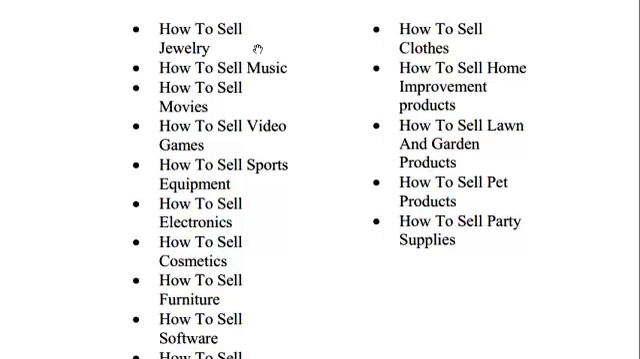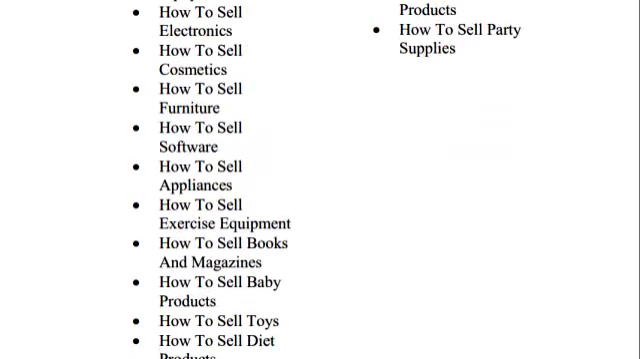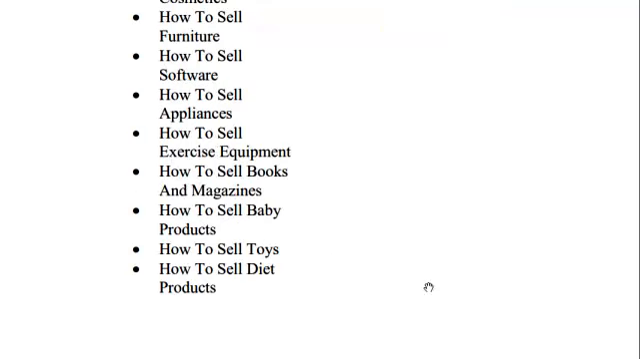And these included in this little ebook are jewelry, music, movies, video games, sports equipment, electronics, cosmetics, furniture, software, appliances, clothing, home improvement products, lawn and garden products, pet products, party supplies, how to sell books, and that might include ebooks as well, magazines, how to sell baby products, how to sell toys, and how to sell diet products.